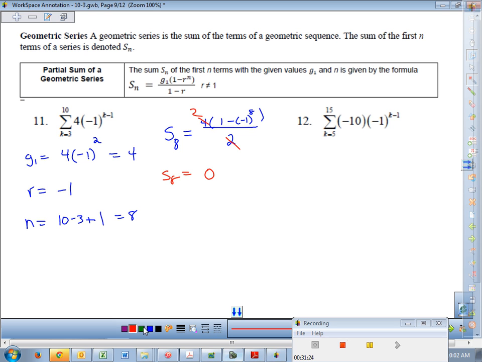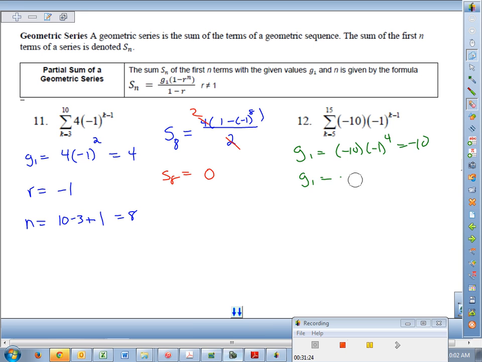Next problem, baby. Next problem. Let's find that first term. We're putting 5 in. It'd be negative 10 times negative 1 to the 4th, correct? Because we put 5 in for k. And what's negative 1 to the 4th turn out to be? 1 times negative 10, which is negative 10. Cool. Our first term that we start with is negative 10. What's our rate?